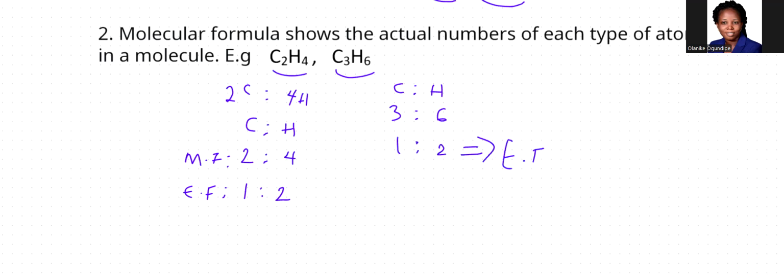What does this mean? That means that from the empirical formula, you can derive the molecular formula. So there's always a relationship between the empirical formula and the molecular formula. All this was explained in one of my videos on this channel, so you can do well to go back and watch it to have a better understanding of how to navigate between empirical formula and molecular formula.